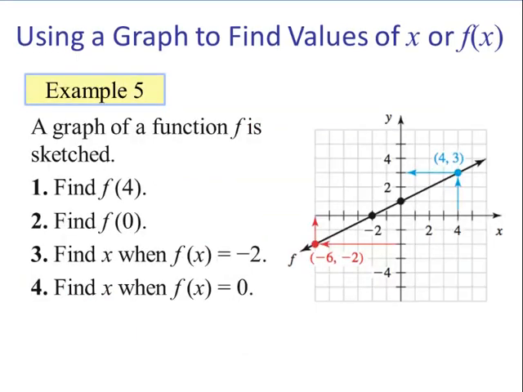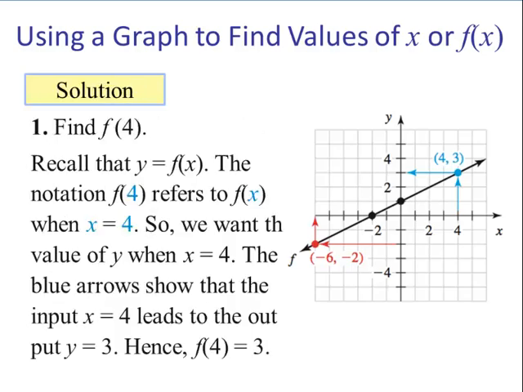Example 5. Graph of a function f is sketched. Number 1, find f of 4. Number 2, find f of 0. Number 3, find x when f of x equals negative 2. Number 4, find x when f of x equals 0.